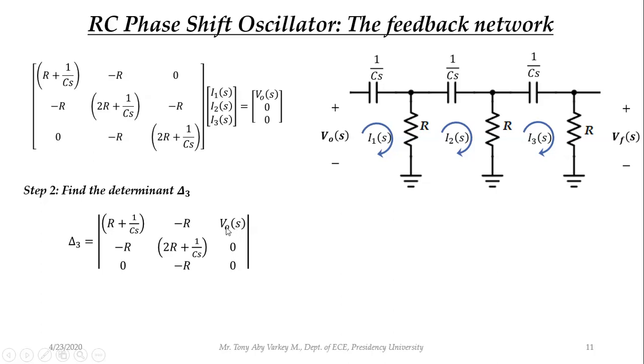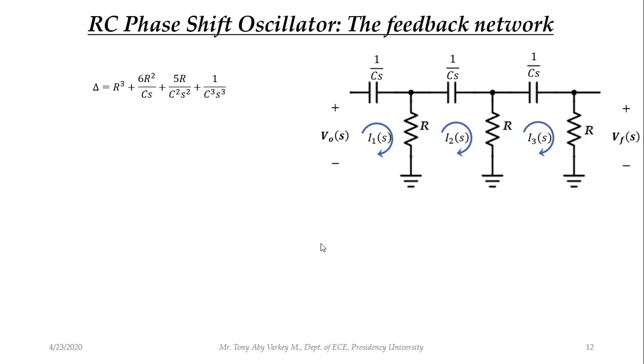So what will it be? V output of S into R square minus 0. Correct. Minus 0 into something plus 0 into something. So it will be what? Only delta 3 equal to V output of S into R square. Clear? So this is delta 3. So delta I'm writing here again for reference, and delta 3 also I'm writing. Okay. Now what will be I3?